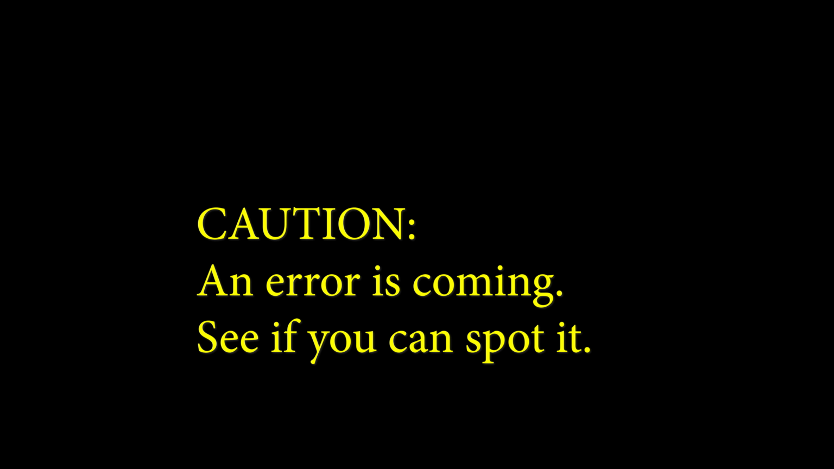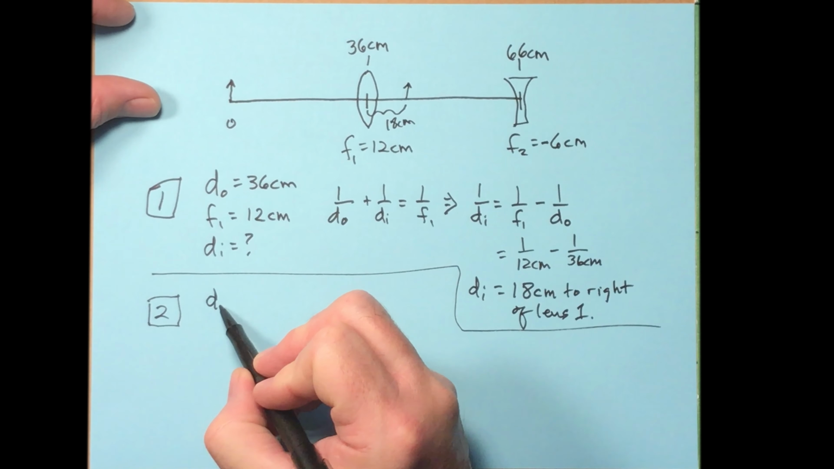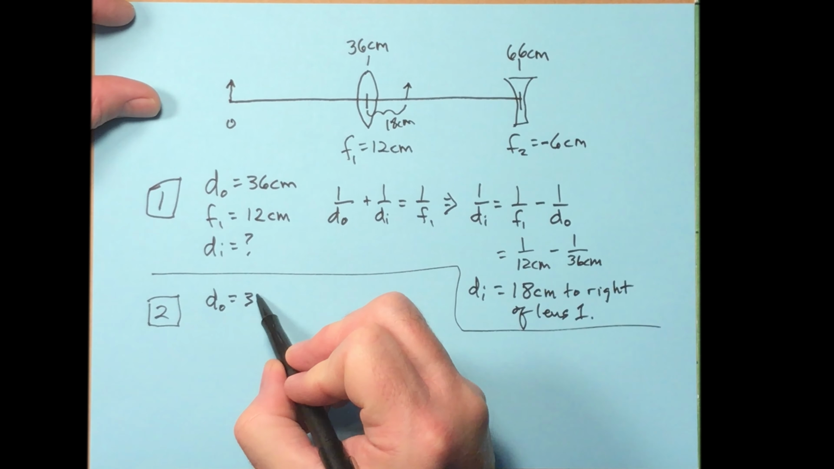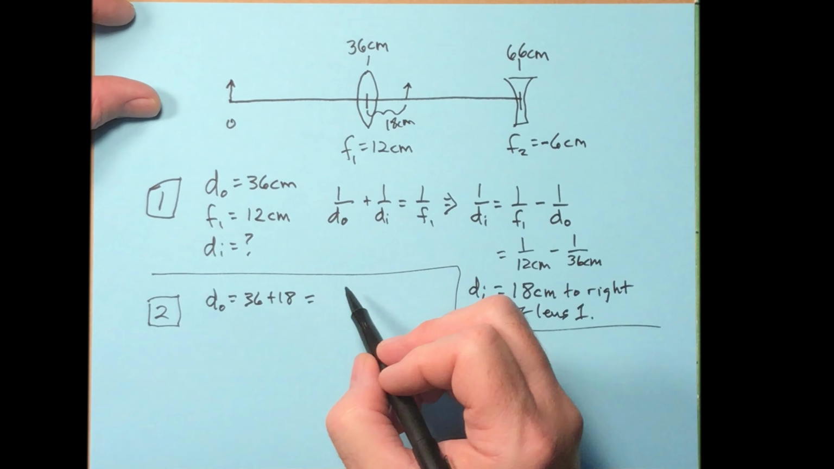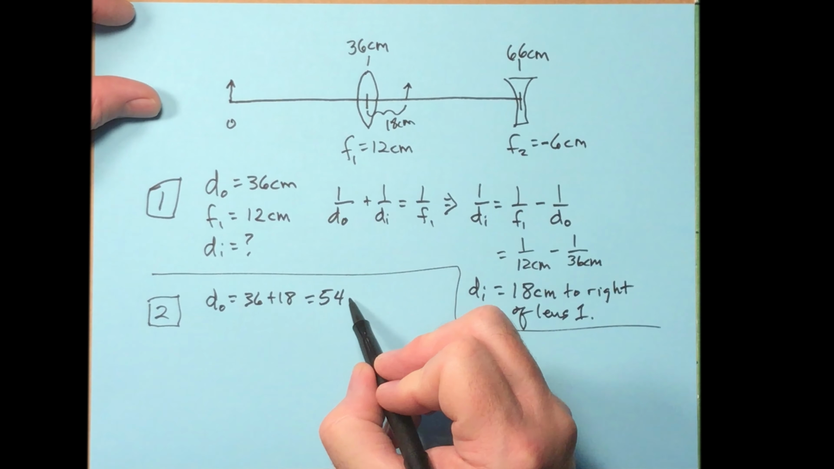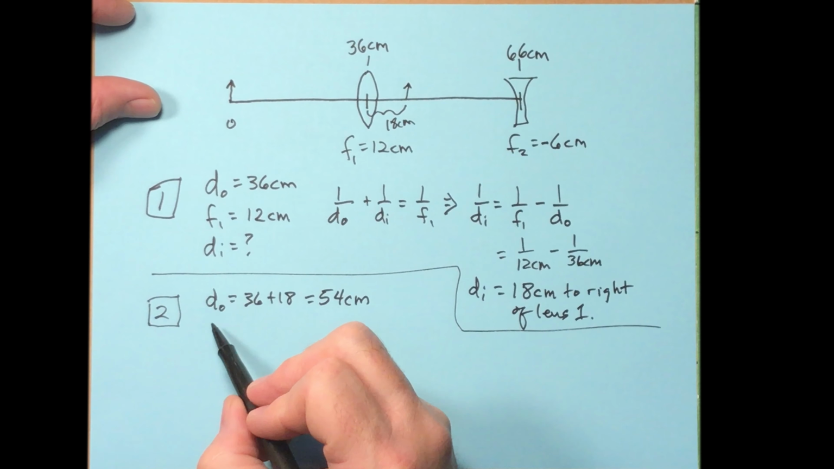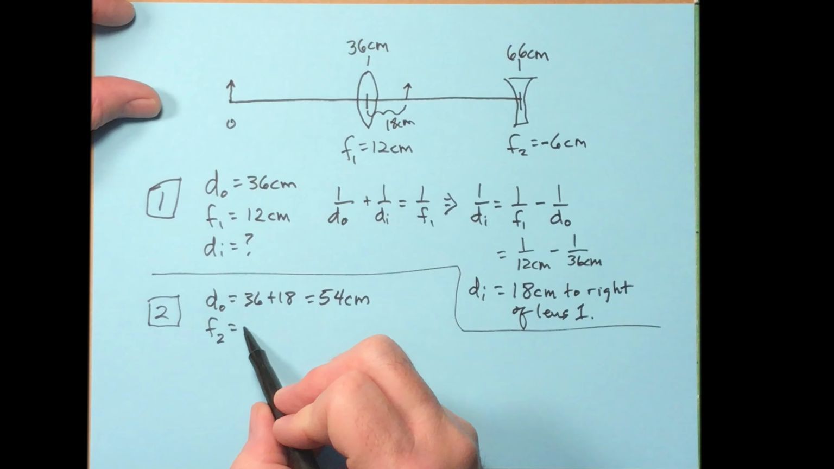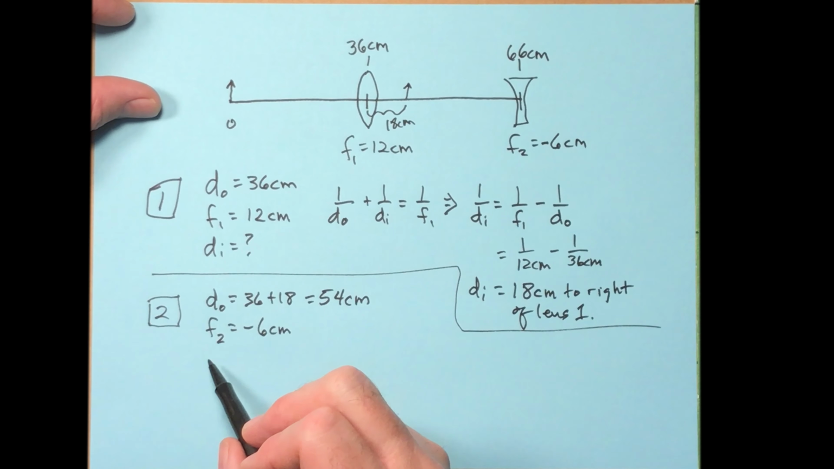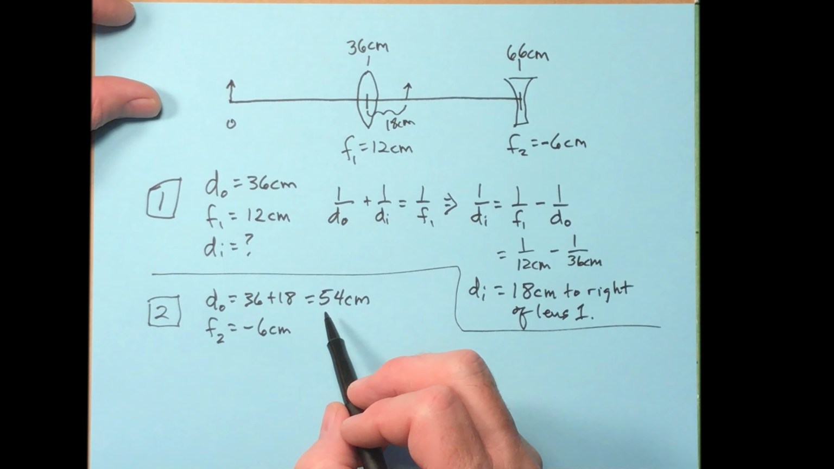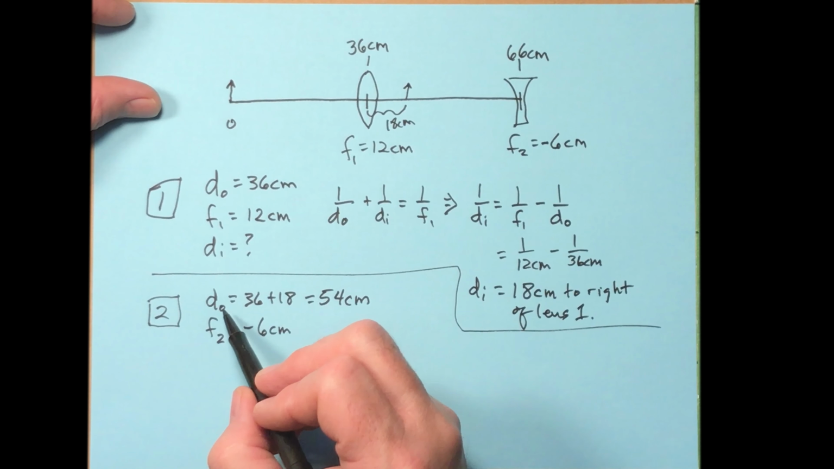so let's do lens 2, the position for the object is going to be 36 plus 18 centimeters, and that's 54 centimeters. F2 is minus 6 centimeters. So what is the distance to the object? Okay. Now that's, I made a mistake.